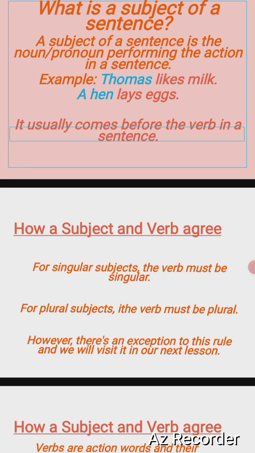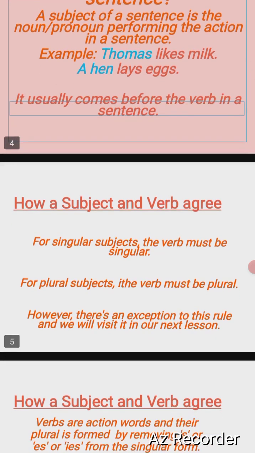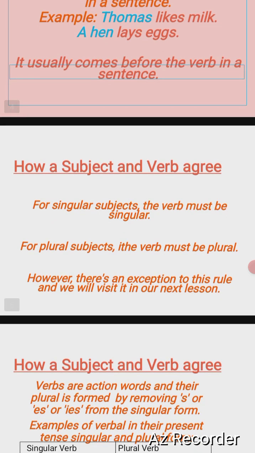A hen lays eggs. The subject usually comes before the verb in a sentence. Subject must come before verbs. We know that verbs are action words. We've done that before. Verbs are words that show action. So subject must always come before the verb.